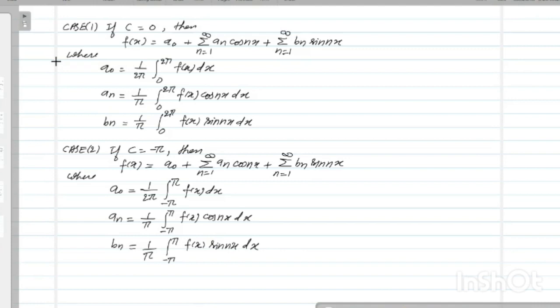Okay, and this interval will come in case of even and odd functions. So this formula will be important for the even odd case. Okay, so I hope you remember this formula. These are very interesting and important formulas.